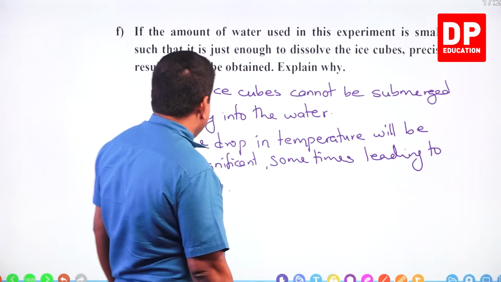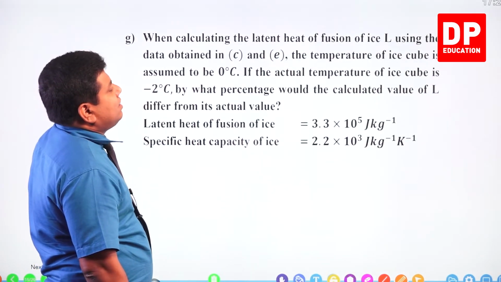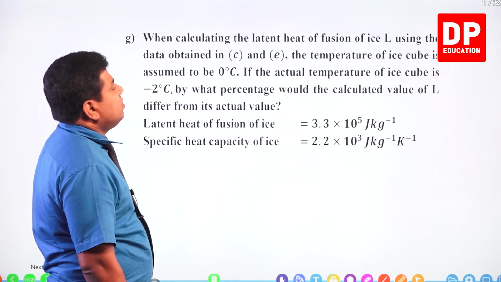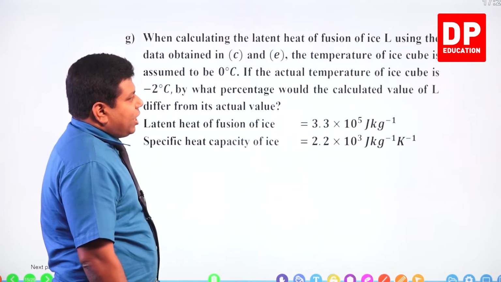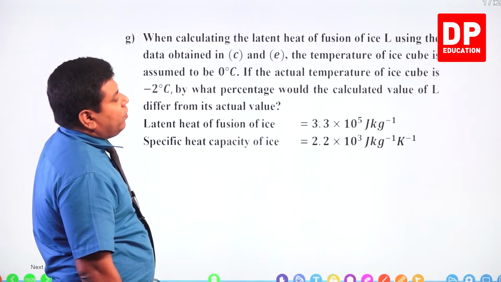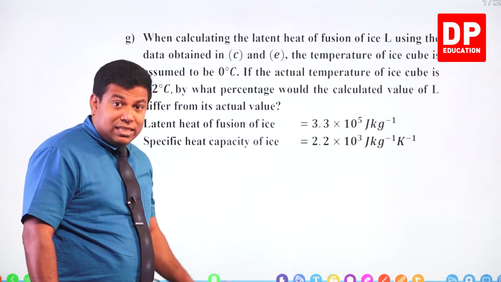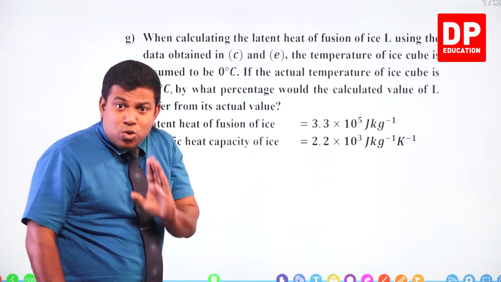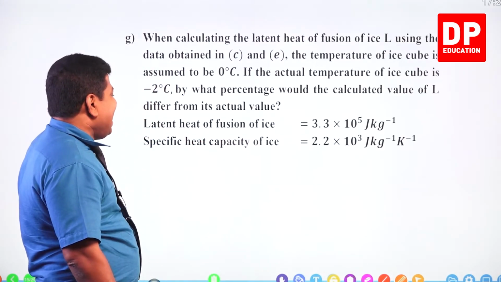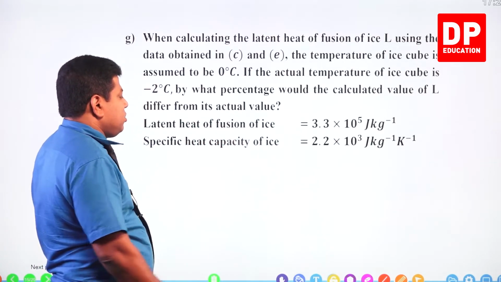Right? Next. When calculating latent heat of fusion of ice using the data obtained in C and E, the temperature of ice cube is assumed to be 0 degrees centigrade. If the actual temperature of ice cube is minus 2 degrees, by what percentage would the calculated value of L differ from its actual value? This is something you have to think freshly and answer, not from the usual steps. Latent heat of fusion of ice is given, and the specific heat capacity of ice.